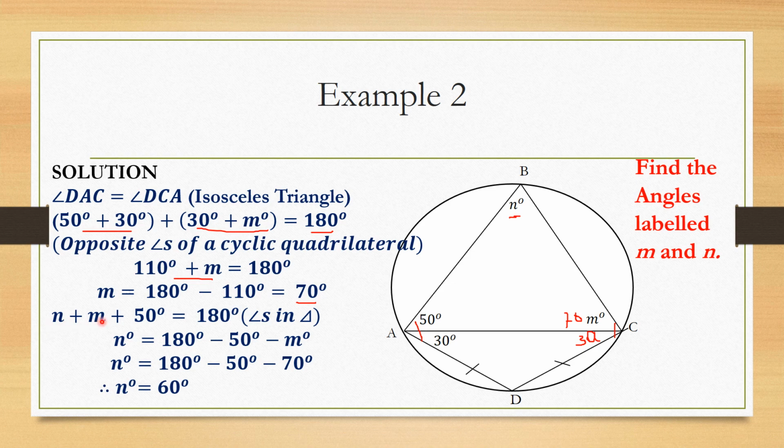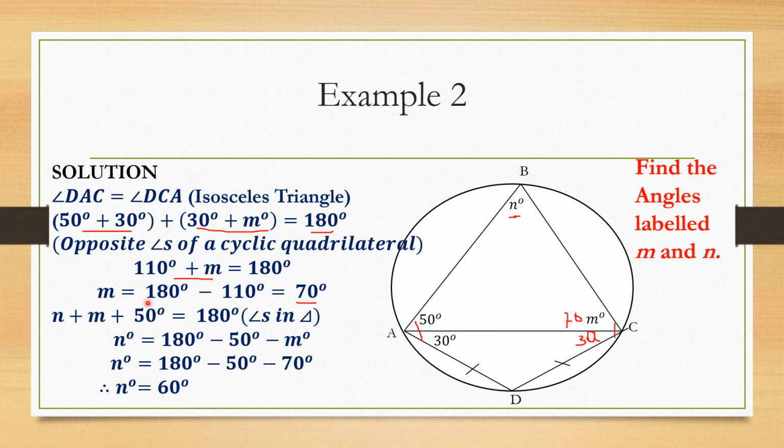M plus 50 degrees is 180 degrees. Angles in a triangle. So M plus N plus 50 is 180 degrees. Sum of angles in a triangle. Then since we are looking for N, I'll make N the subject of the formula, and then take the other ones, I'll subtract from both sides. So I have minus 50 here, minus M. And because we know M to be 70, I'll substitute for that and then work it out, do the arithmetic, and I get my N to be 60 degrees.